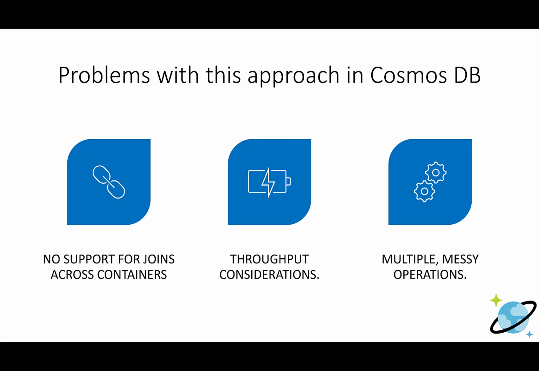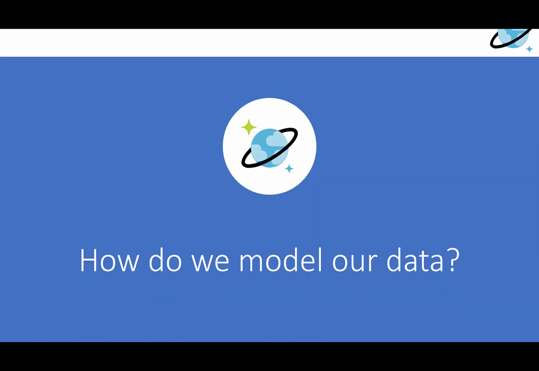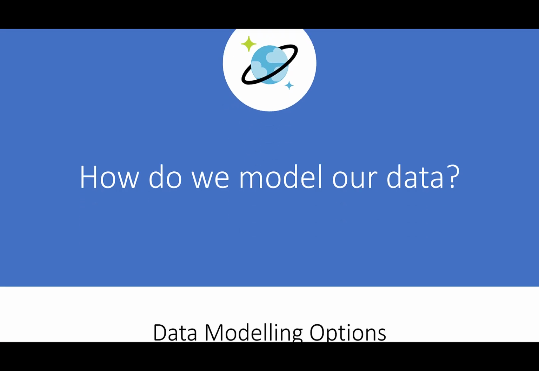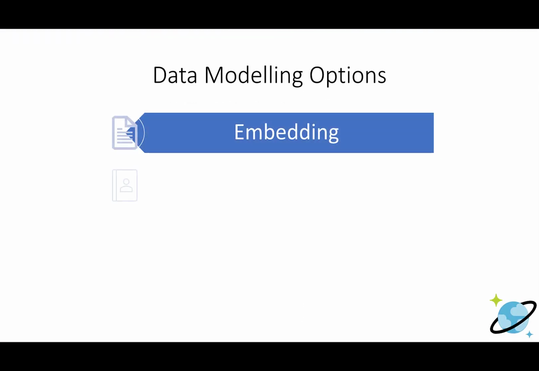You may have to perform SQL-like joins in your data in memory, which may require multiple reads and multiple trips to the database. Then trying to update your data all over the place means you have to perform multiple writes all over the place. And it's just a little bit messy. So with all this in mind, you might be scratching your head thinking, well, how do we actually model our data in Cosmos DB? And luckily, we have a few options at our disposal.